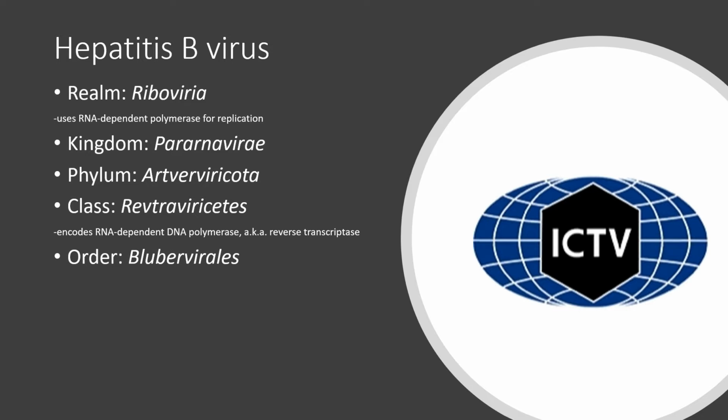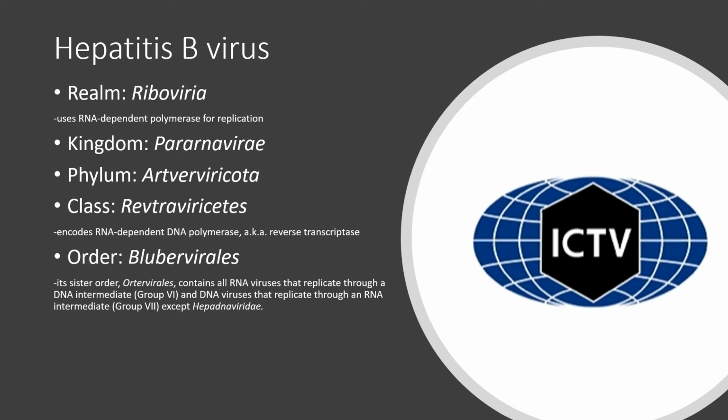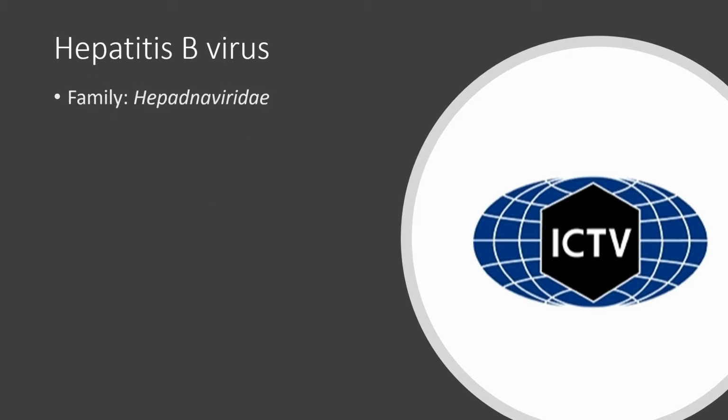The class Retroviricites has two orders, one of which is the order Blueberviralis and its sister order Ortberviralis, which contains all RNA viruses that replicate through a DNA intermediate and DNA viruses that replicate through an RNA intermediate, except the family Hepatnaviridae. The hepatitis B virus is classified in the family Hepatnaviridae.